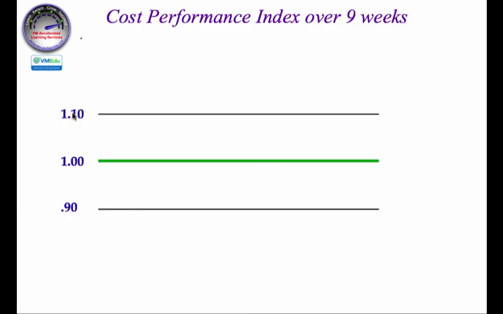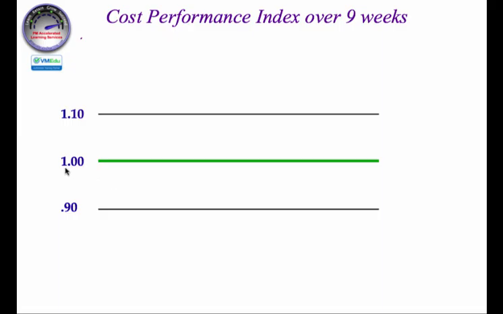Here we see 1.10, 1.0, and 0.90. The range that's been indicated here, and this is sort of a standard, is 10% plus or minus from the mean. The mean here is 1.00. 1.10 is actually the indicator. If your project cost performance index is above 1, that means you're under budget. If your cost performance index is below 1, that means you're over budget.